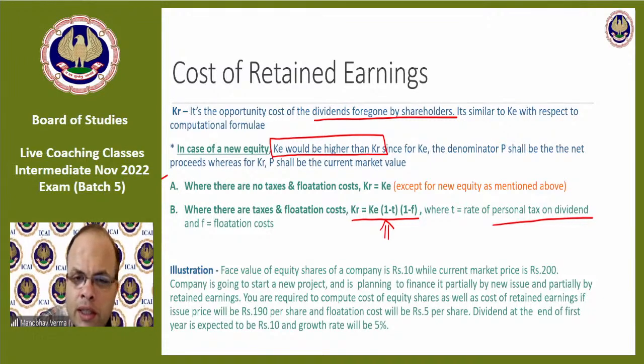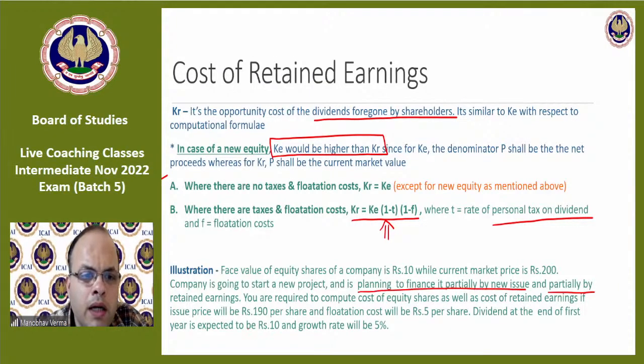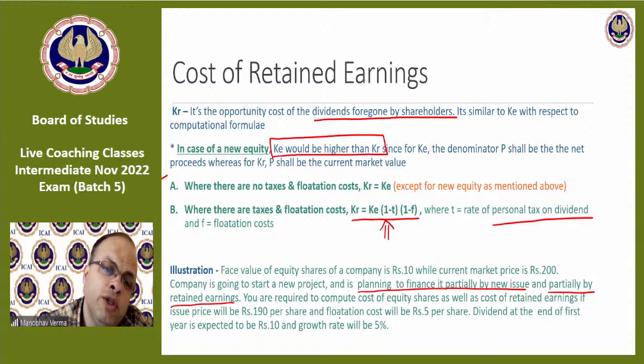Face value of the equity shares of the company is rupees 10. Current market price is 200. Now, the company is going to start a new project, and is planning to finance it. Now, look at this, please. These are keywords. We are planning to finance it partially by new issue and partially by retained earnings. We are required to compute the cost of equity shares as well as cost of retained earnings, if the issue price is 190 and the flotation cost is 5 per share, and dividend at the end of the first year is expected to be rupees 10 and growth rate is also given here.